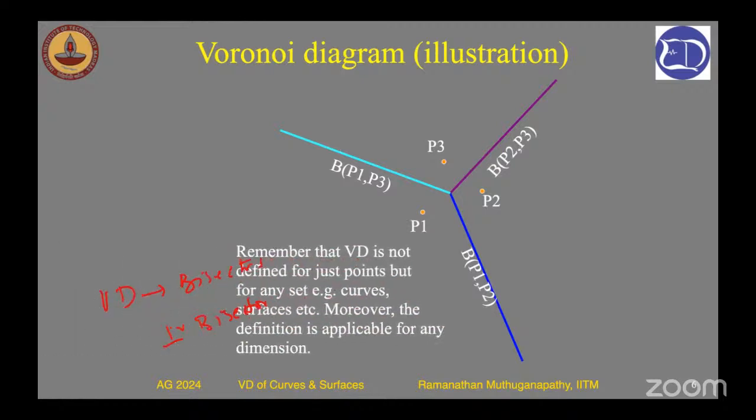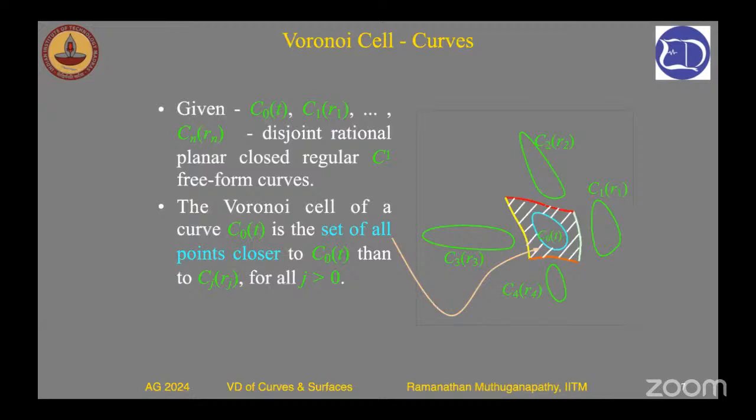So as you can observe, this definition of the Voronoi diagram is not just for points. As long as you can come up with a distance metric, you can do it for any other set, like curves or surfaces or any other set that you can think of. And it is also applicable to any dimensions as long as you can measure it. Now, for completeness, I'll define it for curves, because this is what we are going to see mostly, and then to some extent surfaces as well.